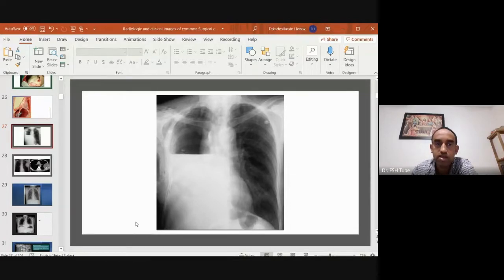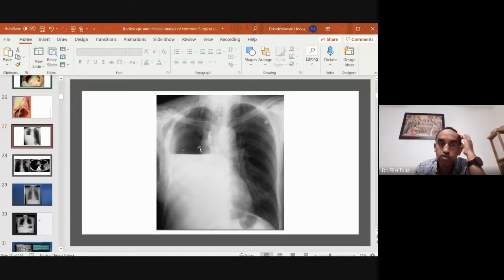What do you see here? I see something here, I see something here. It could be a cystic lesion. You are right, it could be a cyst. With what? What is this white line? Air-fluid level, typical air-fluid level. So you may be dealing with a differential diagnosis. Now tell me the differential diagnosis.